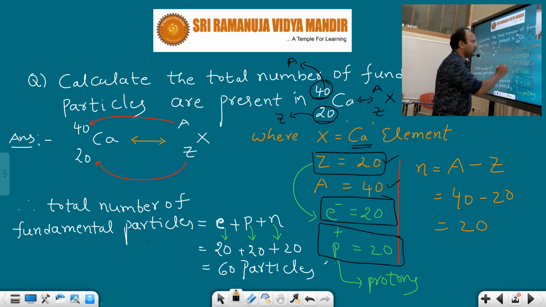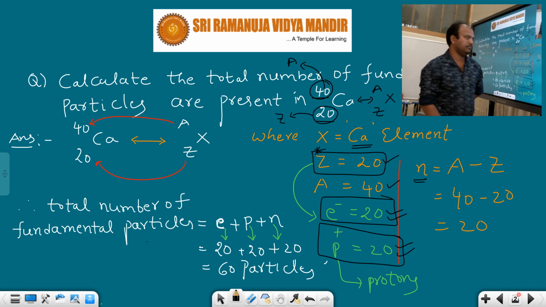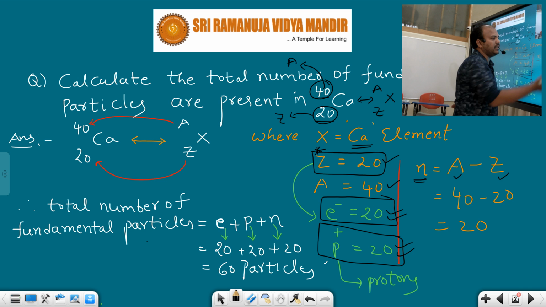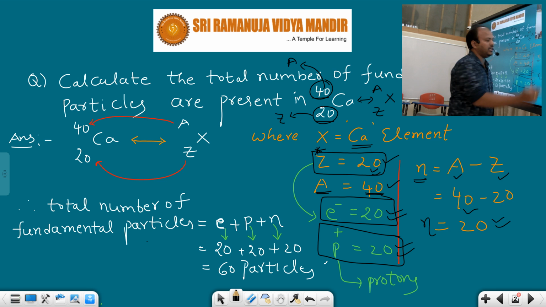So if you know the atomic number, you can easily know the electron number and proton number, because the atomic number gives the equal number of protons and equal number of electrons. So atomic number 20 means 20 protons, 20 electrons. How can we find the neutron number? Neutron number is nothing but the difference between the mass number and atomic number. Here mass number is 40, atomic number is 20. So 40 minus 20 means the neutron number is 20.